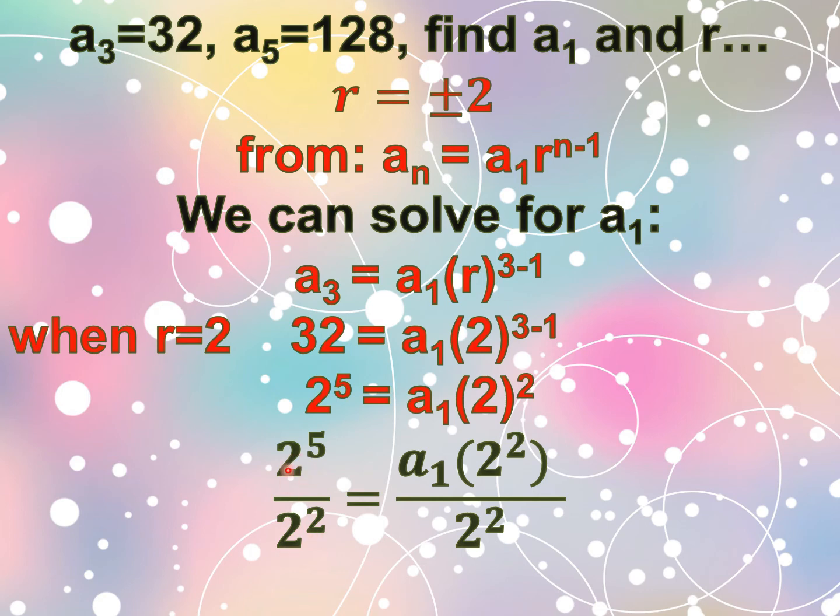So, since parehas sila ng base, we can now subtract their exponent. So, 5 minus 2 is 3. And yung final answer natin sa a sub 1 is 2 raised to 3 or that is equal to 8. So, dito sa solution na to, ang value ng r na ginamit natin ay 2 at saka yung term na a sub 3.